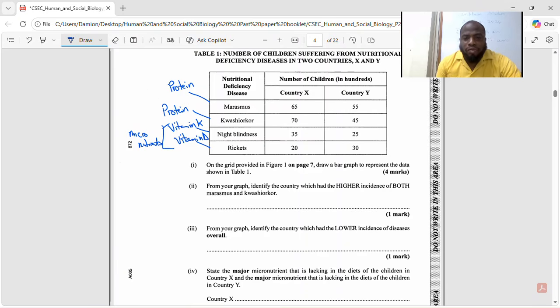For kwashiorkor, it was 70. So we see where country X is leading in the occurrence of those 2 diseases.